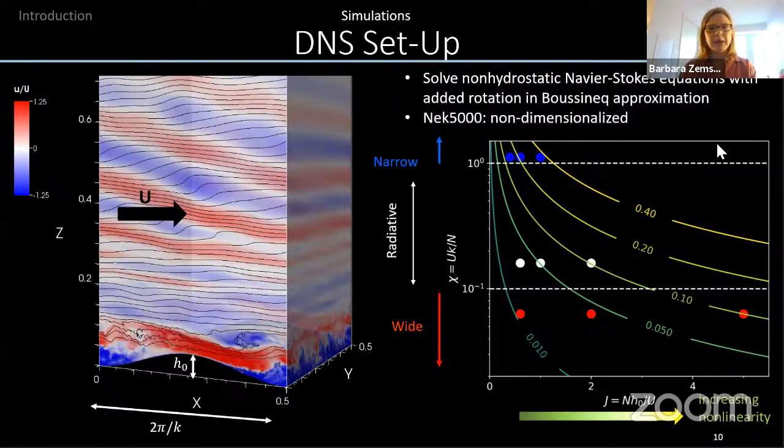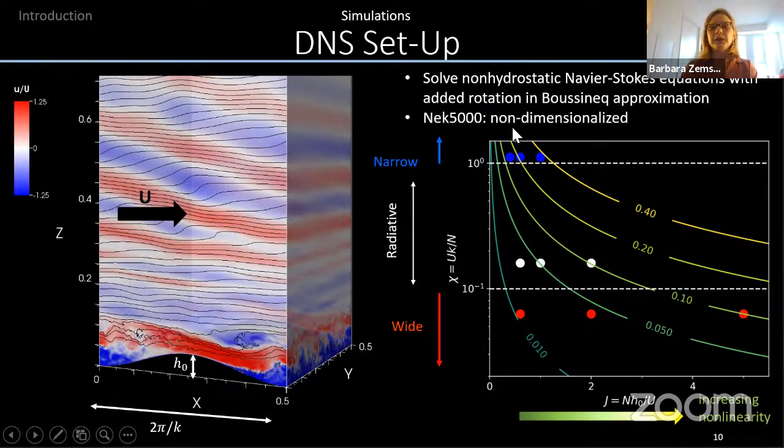And to quickly recap the setup of our simulations, we have this 3D domain, and that will allow some 3D turbulence to develop. However, the topography is only one-dimensional, so the domain is periodic in both X and Y directions. We have this cross-ridge background mean flow U. The topography has height h0 and also width 2π over k. And we conduct these simulations using direct numerical simulations. We solve the nonhydrostatic Navier-Stokes equations with added rotation in the Boussinesq approximation.